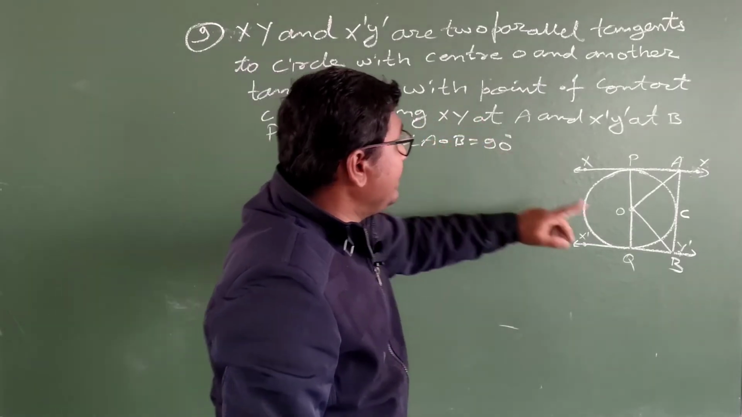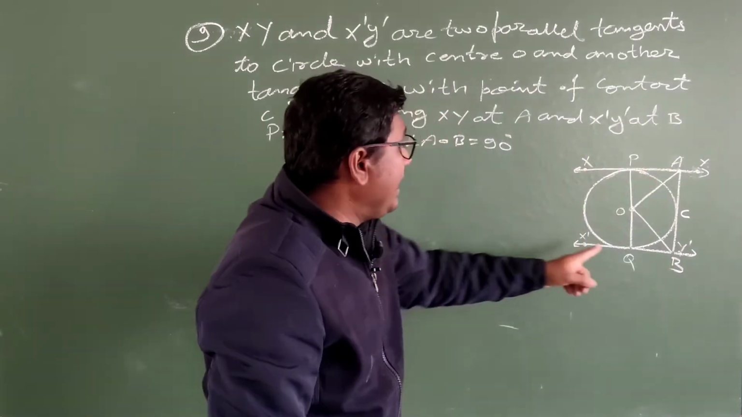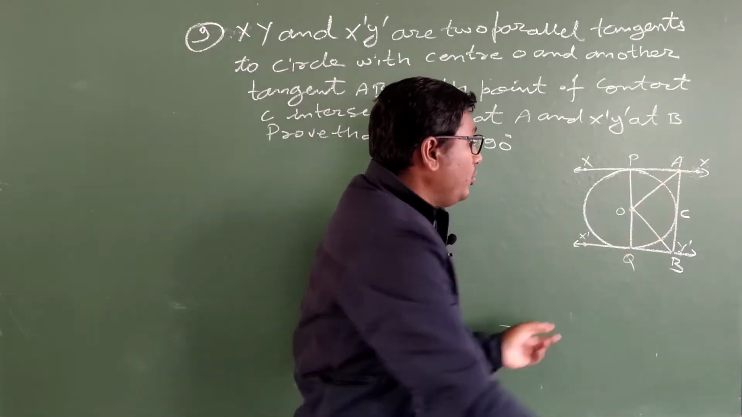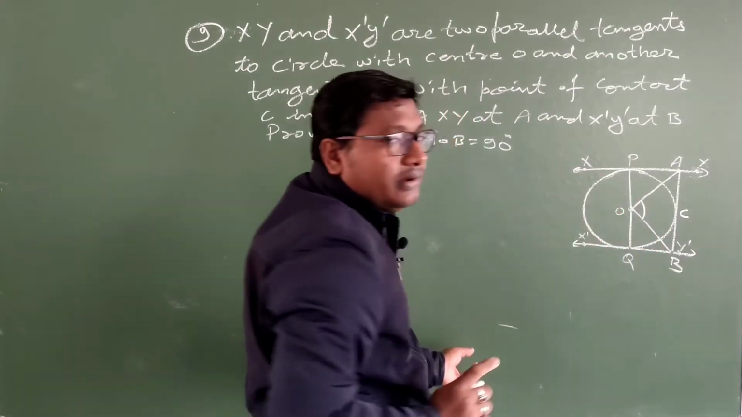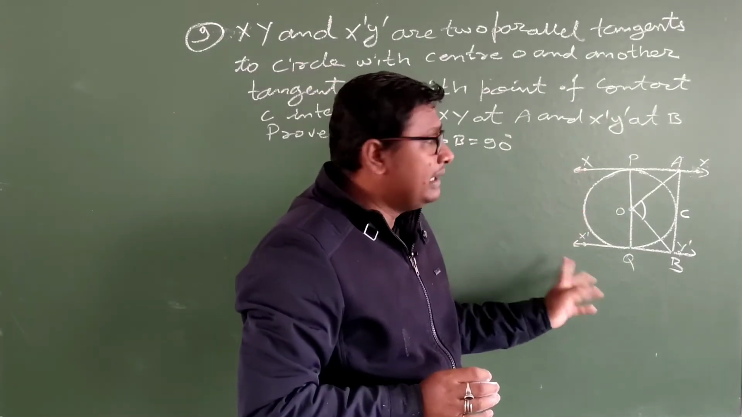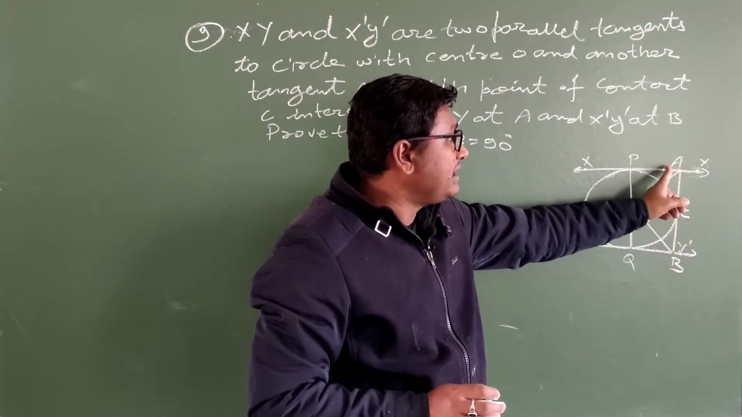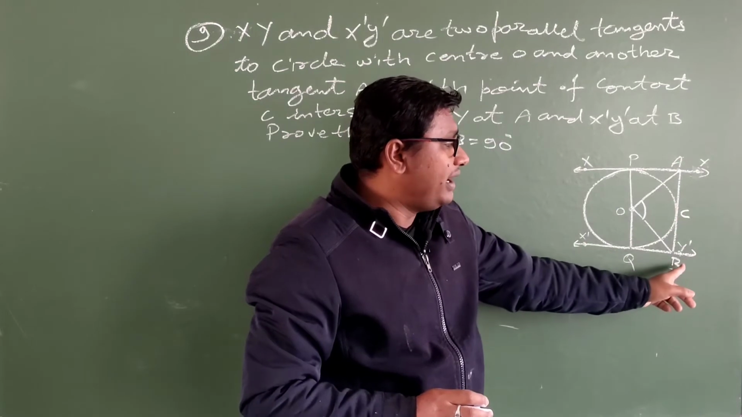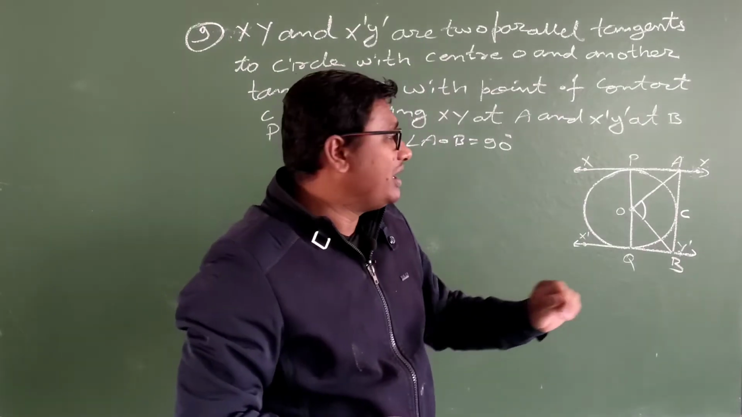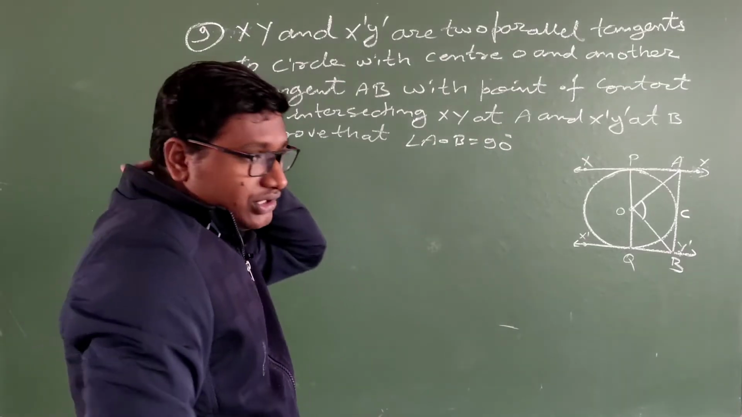This AB is a tangent which intersects XY at A and X dash Y dash at B. Prove that angle AOB is equal to 90 degrees. Okay, question is clear. These two tangents are parallel. This other tangent is AB, which intersects XY at A and X dash Y dash at B. The point of contact of tangent AB is C. We need to prove that angle AOB is equal to 90 degrees.